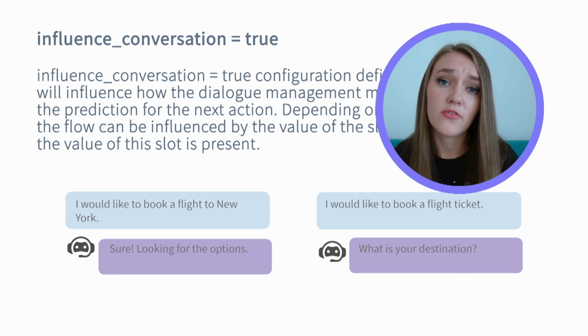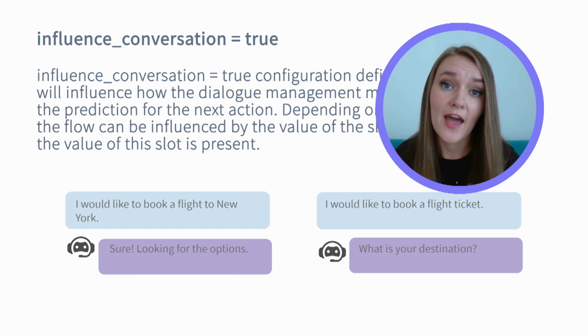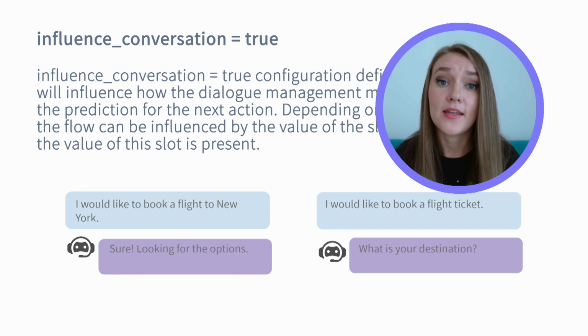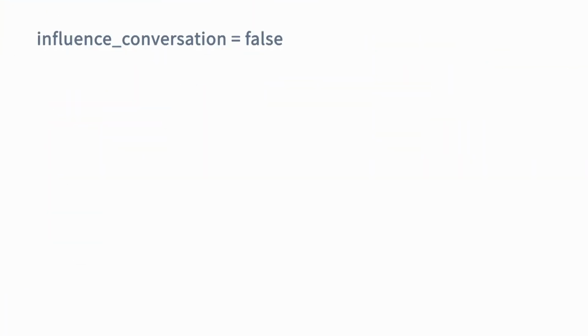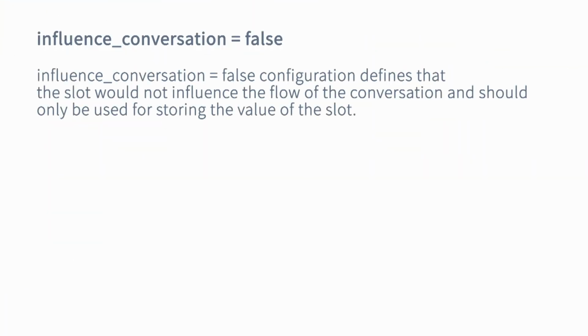A general rule of thumb that you should use is to configure your slots to not influence the conversation flow if you don't have a specific valid reason why a specific slot should have an influence on how a dialogue management model makes predictions. And here I have another quick example of a situation where the slot should not influence the flow of the conversation, and how it can be configured.